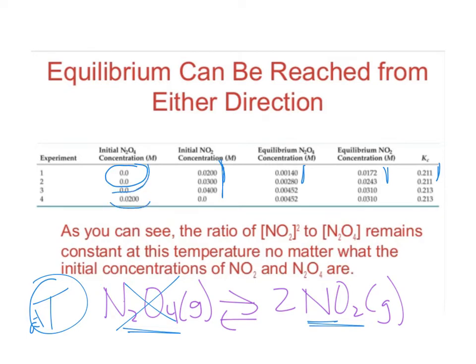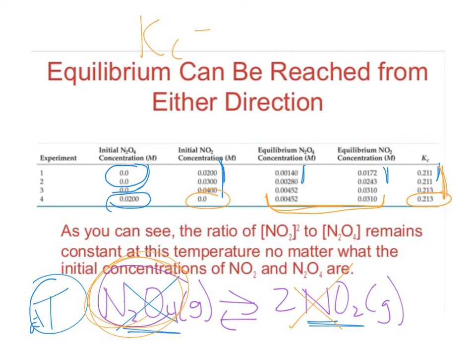In the fourth experiment, we start with just N2O4, so we would just have this, different color, and we had none of this in the fourth one. But at equilibrium, we have a concentration of both, and the equilibrium constant is about the same within experimental error. So your Kc is the same, because it equals the concentration of your product, NO2 to the order that it is, over your N2O4 to the first power. And that ratio is going to be the same once you reach equilibrium, no matter what you start with, if you start with just products or just reactants.